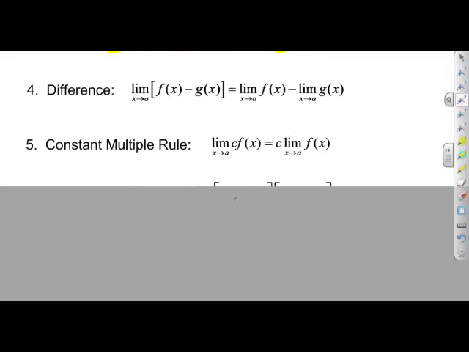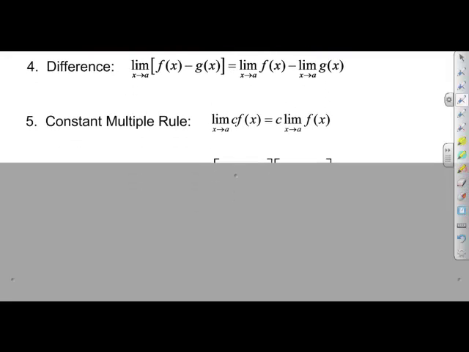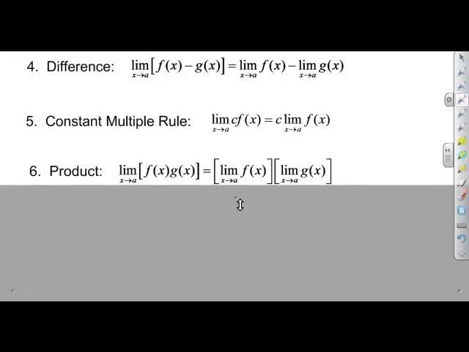The constant multiple rule is next, and we've got some constant number c multiplied by function f of x. What this rule allows you to do is to pull the constant out in front, evaluate the limit of just the function f of x, and then multiply by c. So in each of these cases, we're taking a more complicated function and breaking it down into smaller parts so that it is much easier to take the limit and then put the parts back together to get your answer.